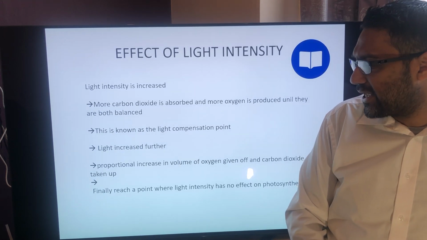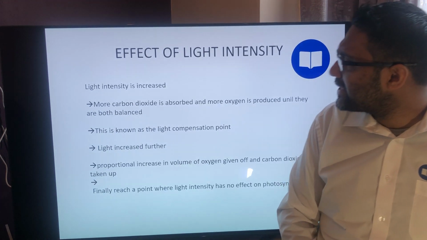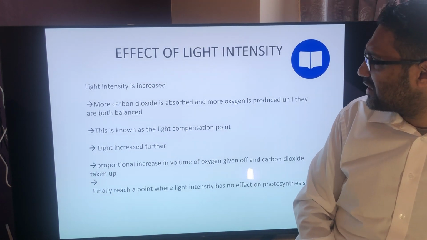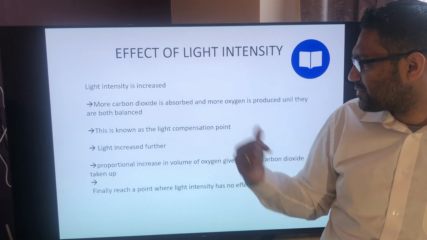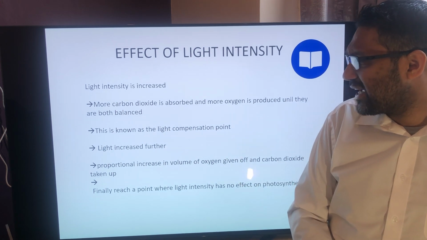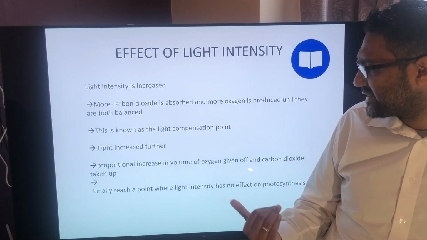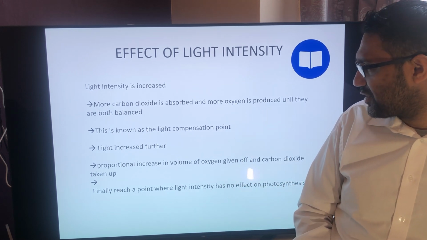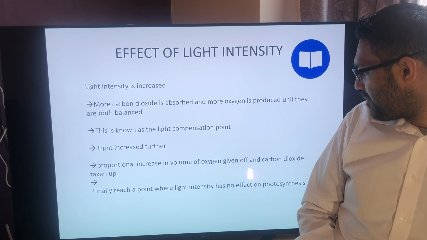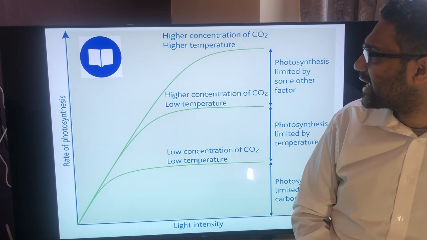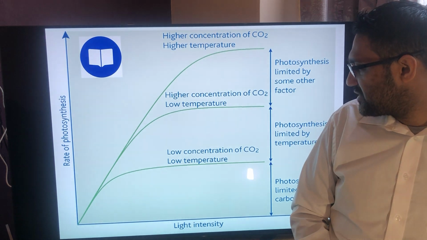So what's the biology behind it then? Light intensity is increased, more carbon dioxide is absorbed, more oxygen is produced until they are both balanced. This is known as the light compensation point, like we said. If the light is increased further, it proportionally increases the volume of oxygen given out and the carbon dioxide taken up. Finally, it plateaus where it can't go up anymore because we've hit a limiting factor.